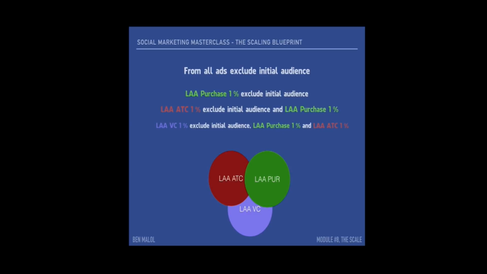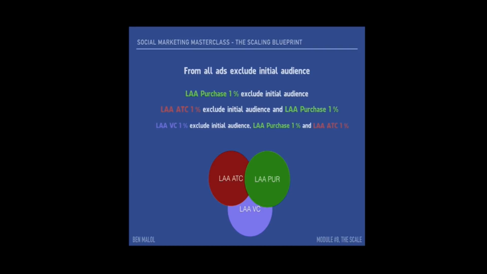Remember, all of these ad sets are excluding the initial audience. So the lookalike purchase will only exclude the initial audience. The lookalike add to cart will exclude the initial audience and the lookalike purchase 1%. And the lookalike view content will exclude the initial audience, the lookalike purchase 1%, and the lookalike add to cart 1%. It should look something like this.